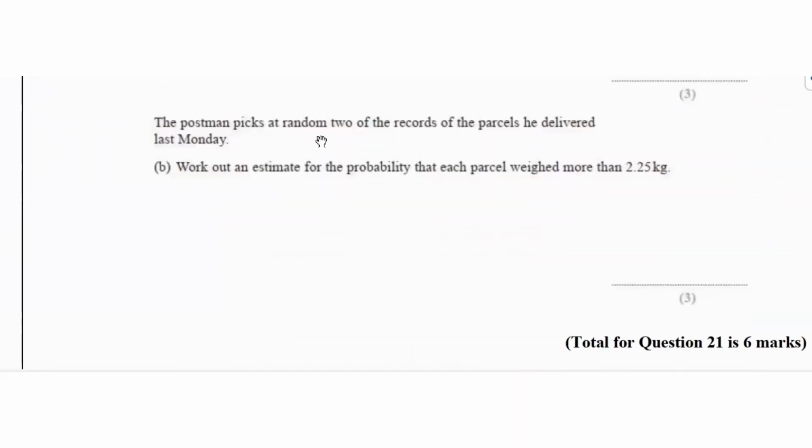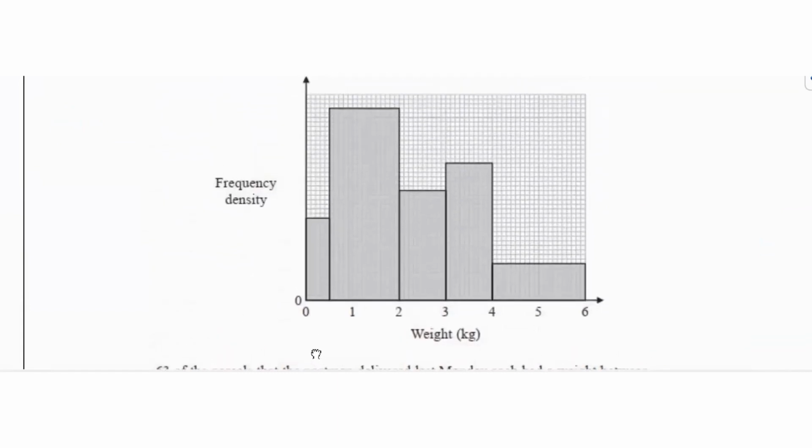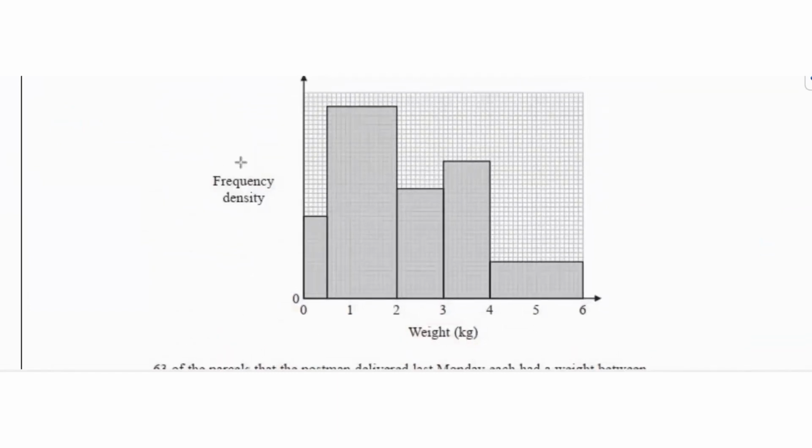Then it says the postman picks at random 2 of the records of the parcels he delivered last Monday. Work out an estimate for the probability that each parcel weighed more than 2.25 kg. So more than 2.25 kg. 1, 2, 3, 4, 5. This is 2.5. So 1, 2, in the middle of 2 and 3. This is your 2.25.